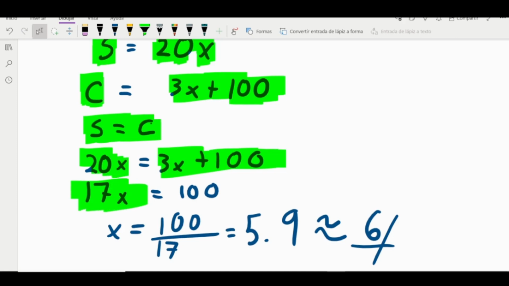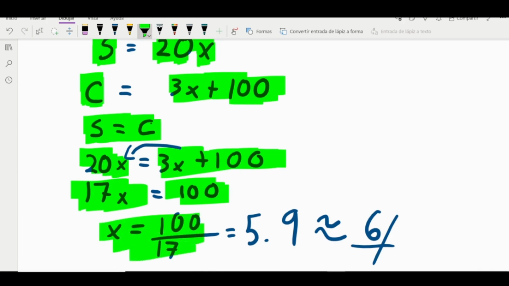Here we get 17x equals 100. Remember that to solve this, we move the 3x to the opposite side, and it's going to be negative. It's going to subtract from the 20, so it's going to be 20x minus 3x. For this reason, we obtain 17x. Okay, so we have 17x equals 100, and here the 17 is multiplying the x, so we are going to have x equals 100 divided by 17. The result is going to be, well, almost 5.9, then it's going to be near or approach 6.